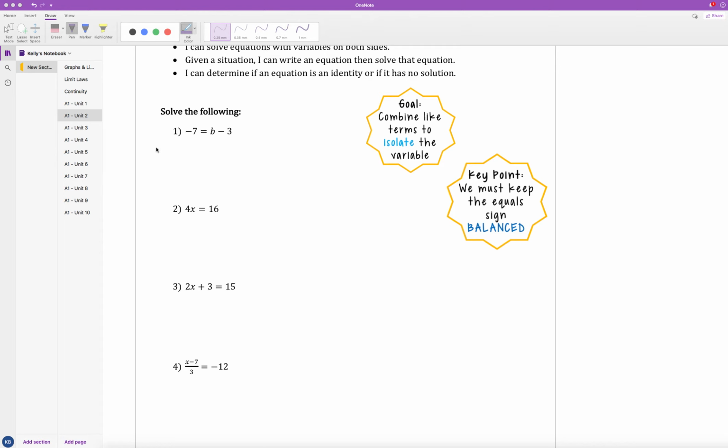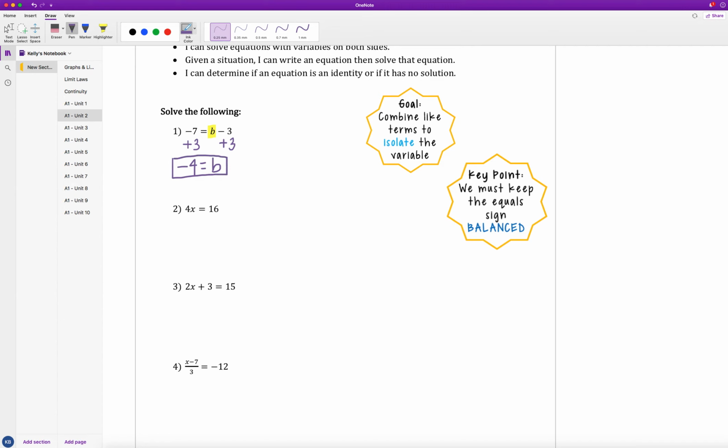So in our first example, we have -7 equals b minus 3. We are trying to solve for our variable, which is b in this case. To isolate b, I need to move the -3 to the other side. To do that, I do the opposite operation, and I want to add 3. And if I add 3 to one side, I have to add 3 to the other side. On the right side, -3 plus 3 cancel each other out and I get 0. The b is still here, I've now isolated the b, and on the left side, I end up with -4 equals b.